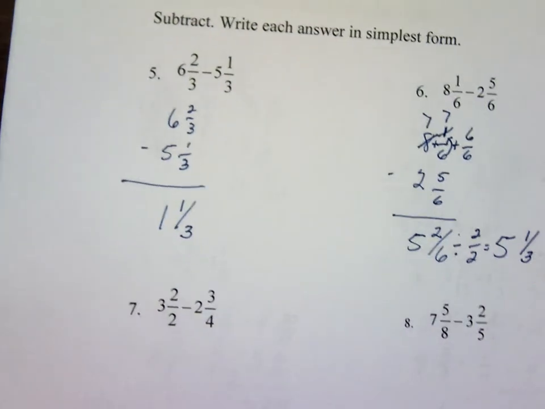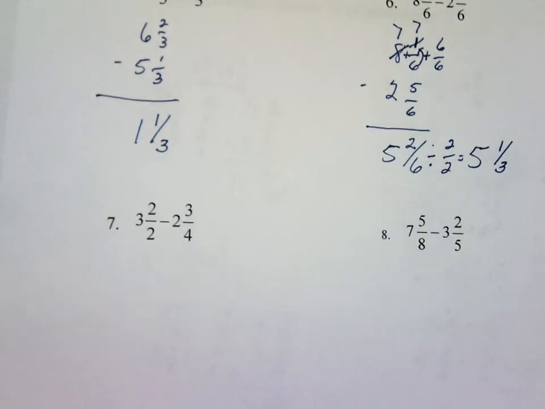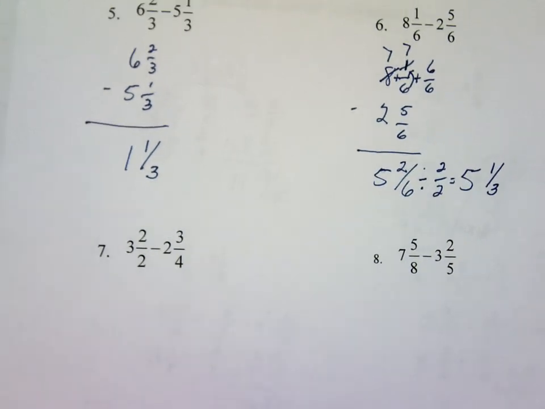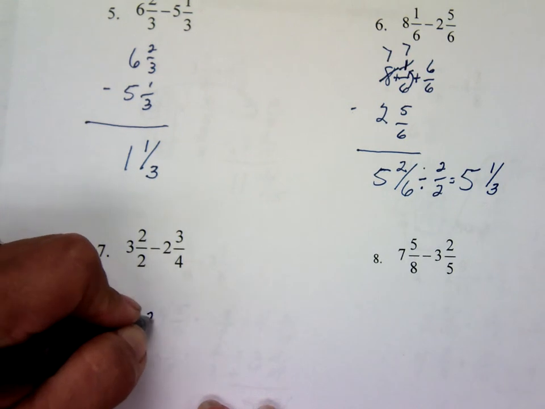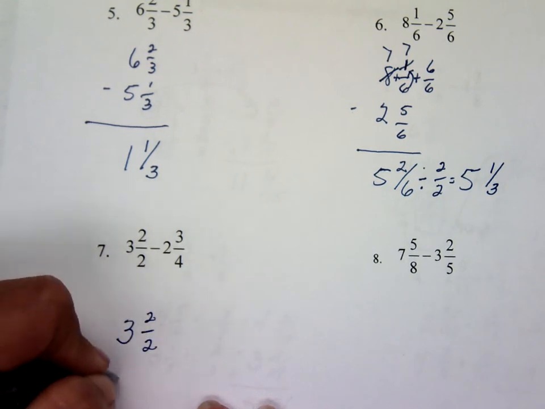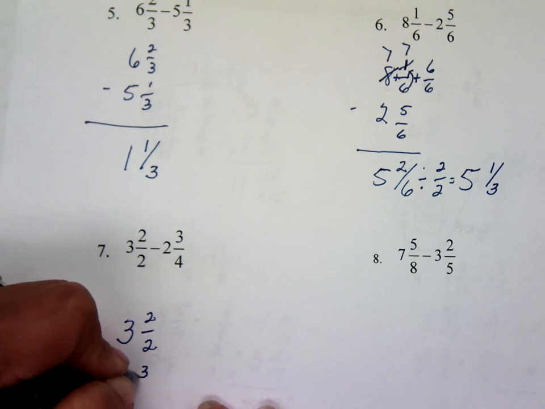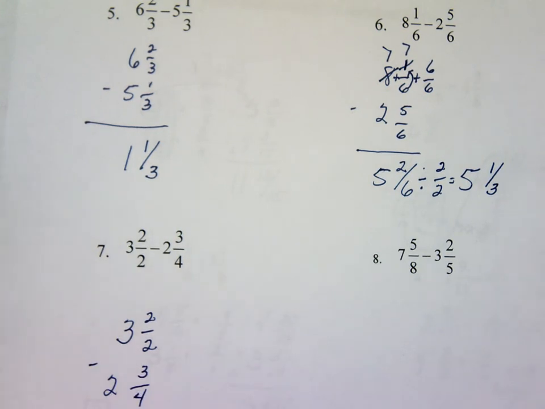Let's look at number 7 and 8. Try to do 7 and 8 on your own. When you're ready, go ahead and push play. So here you have 3 1/2 minus 2 3/4. Oh, guess you can't do it on your own.